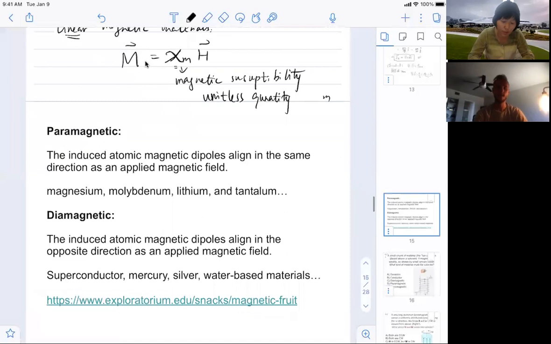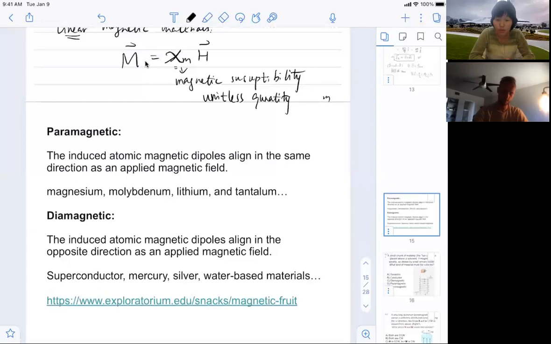Okay. So in paramagnetic materials, the induced dipole moments align with your original field, overall making your field stronger. The diamagnetic materials will have induced dipole moments pointing in the opposite direction of your applied field, making your field overall weaker. So most of the metals are paramagnetic. Diamagnetic materials, such as superconductors, liquid materials, and water-based materials such as fruit, as we will see later on in a demo video, are all diamagnetic materials. Okay.